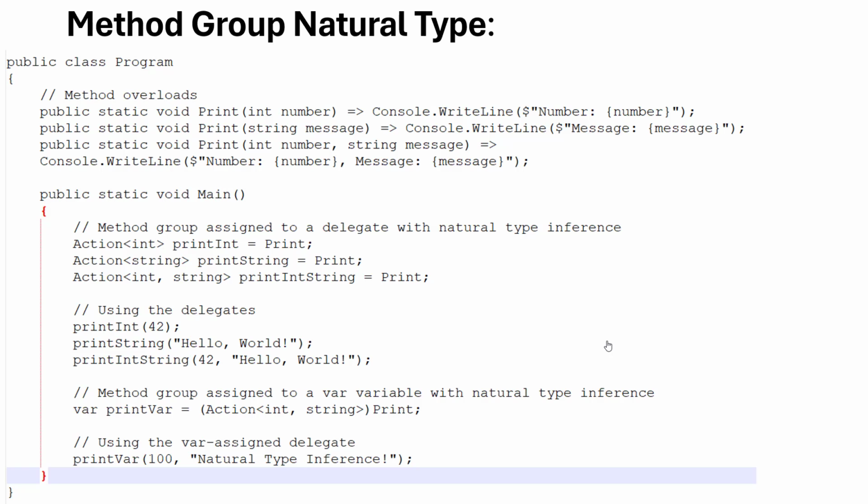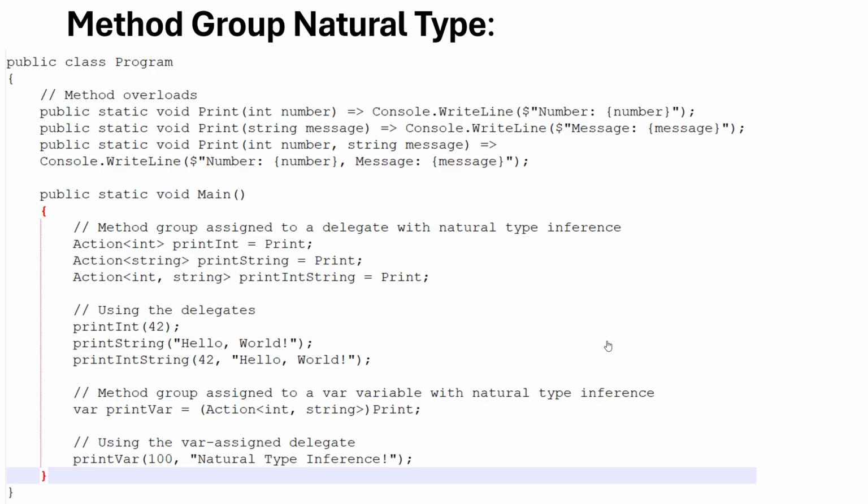Method overloads. These overloads of the print method are defined: one that takes an integer, one that takes a string, and one that takes both an integer and a string. Okay, assigning method group to delegate. In the main method you can see the first one is a method group assigned to a delegate with a specific signature.